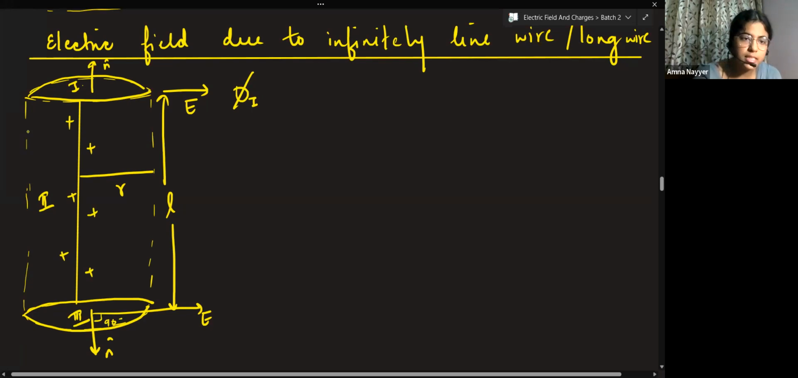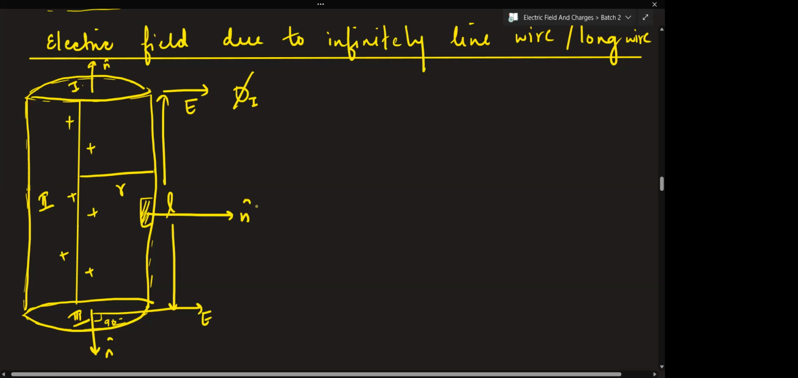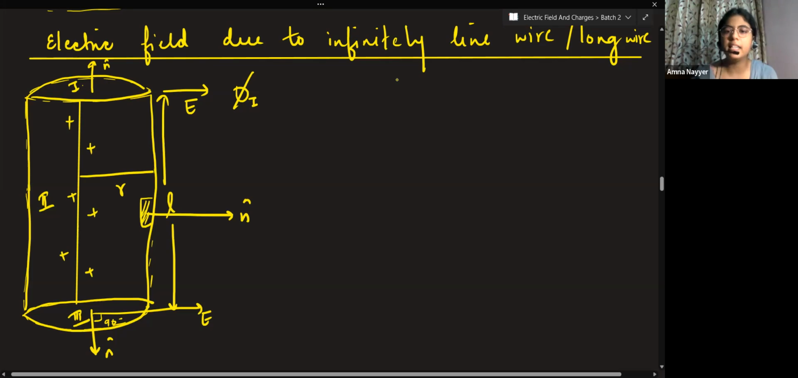What about this surface? This curved surface only. If I take a small section, let's say I have taken this section, the area vector will be here. So now what will be the angle? 0 degrees. So cos 90 degrees, if I calculate phi1 will be E S1 cos 90, which will be 0.